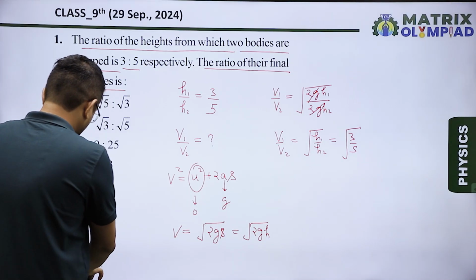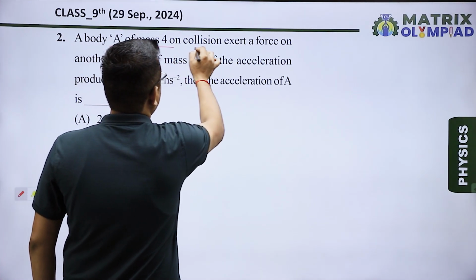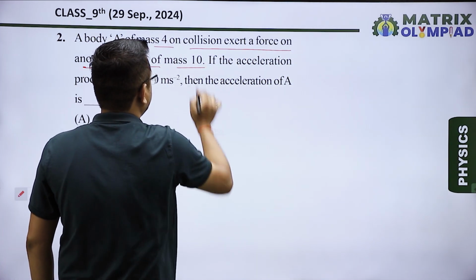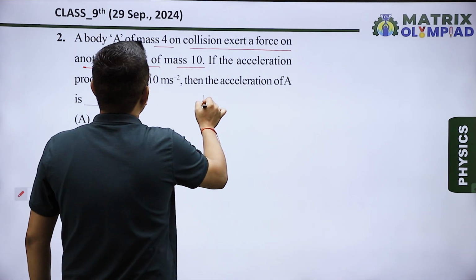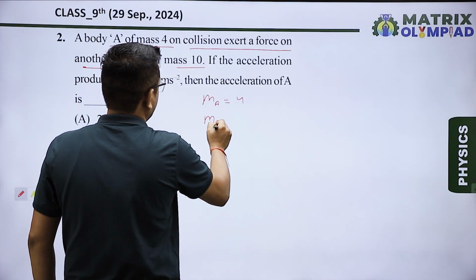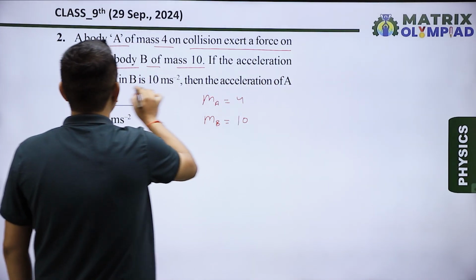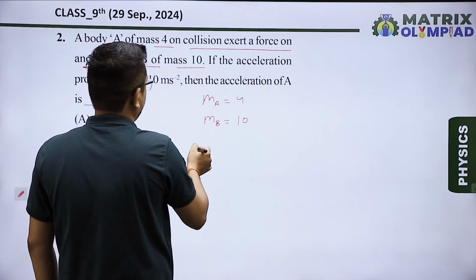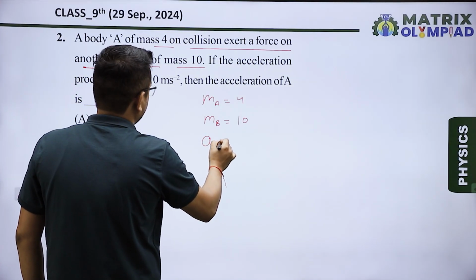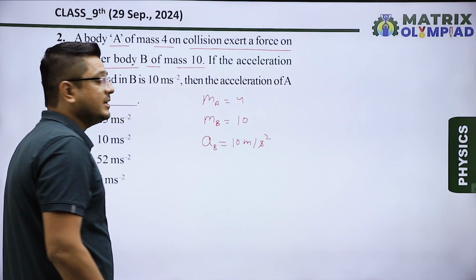Okay, next question. A body A of mass 4 on collision exerts a force on another body B of mass 10. So the masses of the bodies are given, MA is 4 and MB is 10. If the acceleration produced in B is 10 meter per second square, that means the acceleration of B is equal to 10 meter per second square, then the acceleration of A.